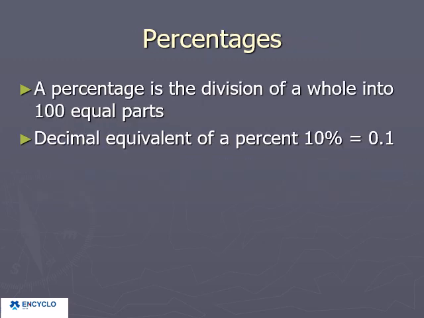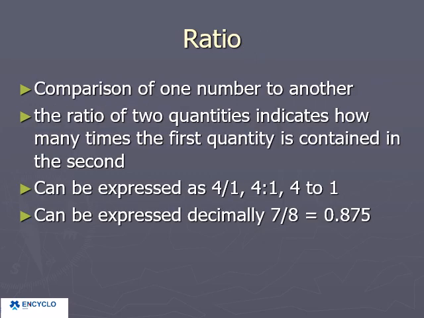A percentage represents a value out of 100. For example, 10% is equivalent to 0.10. Percentages are widely used to express proportions, growth, and comparison. A ratio compares two quantities, showing how many times one value contains or is contained in another. It can be expressed as 4 to 1, or as a fraction such as 4 over 1.